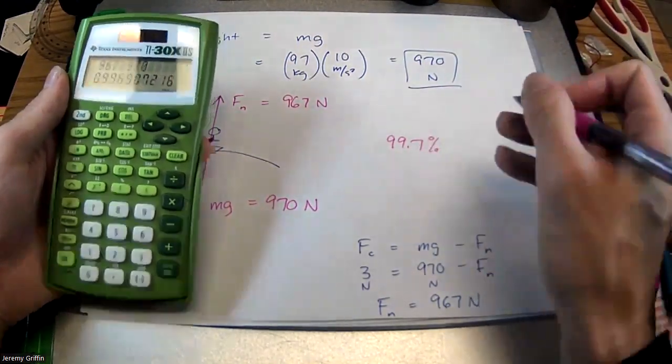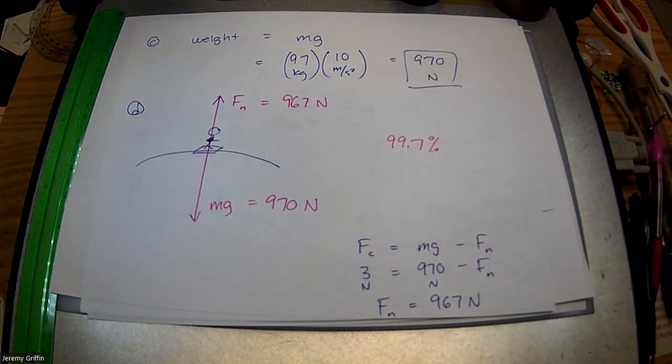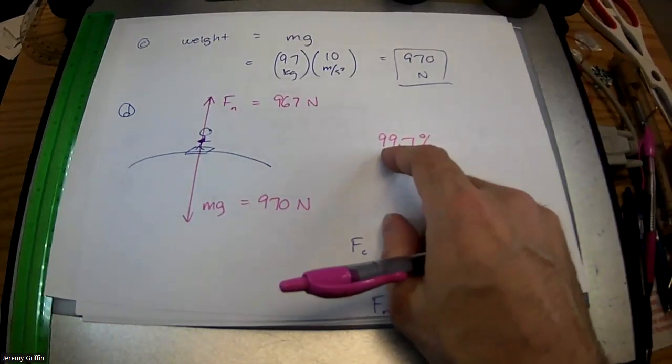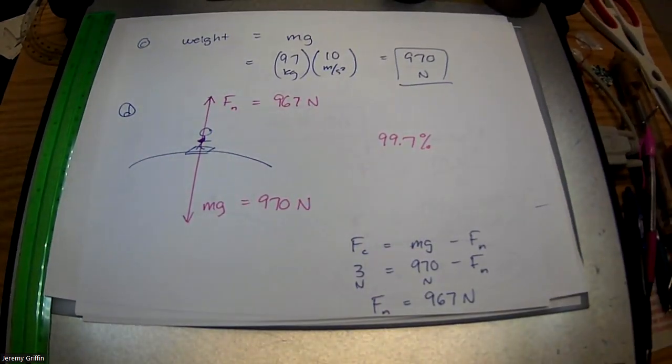99.7%. So the Earth spinning, even if you're on the equator where this effect would be most pronounced, only reduces your weight by less than 0.5%. Okay, you guys see that? Less than 0.5%. All right.